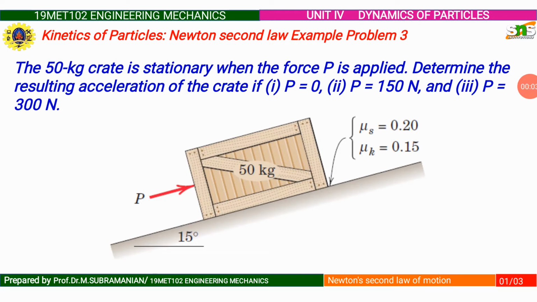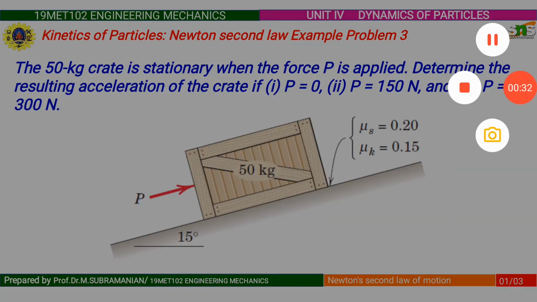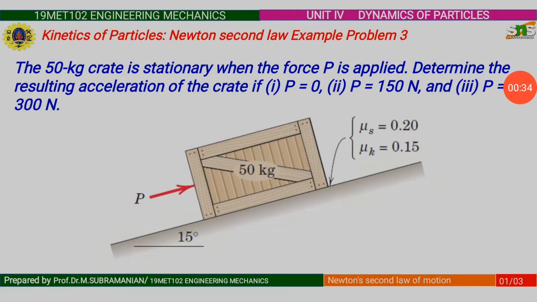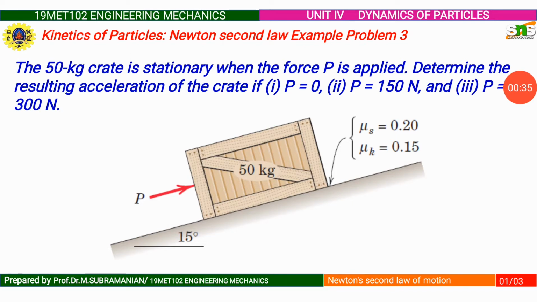Example problem number 3. The 50 kg crate is stationary when the force P is applied. Determine the resulting acceleration of the crate if P equals 0, P equals 150 Newton, and P equals 300 Newton. Pause the video and write down the problem and draw a free body diagram also.